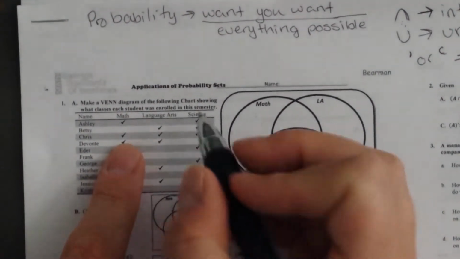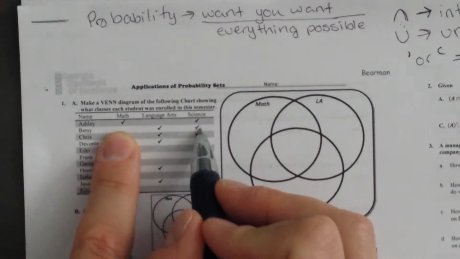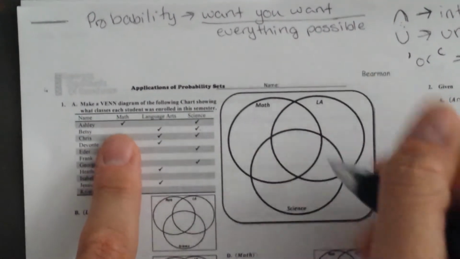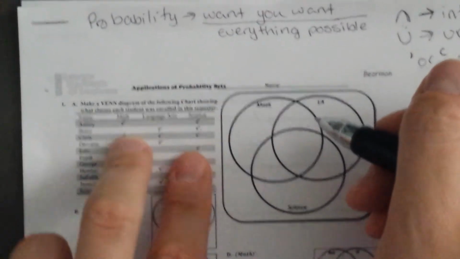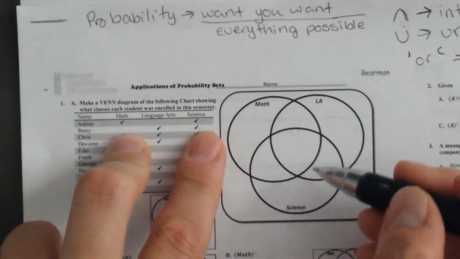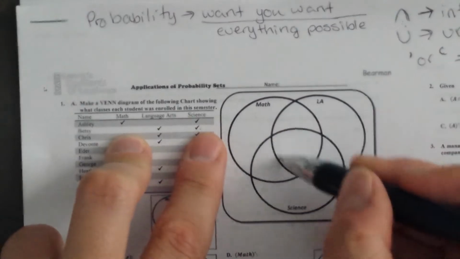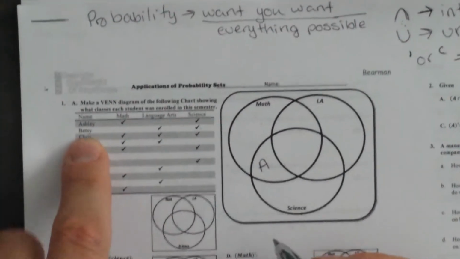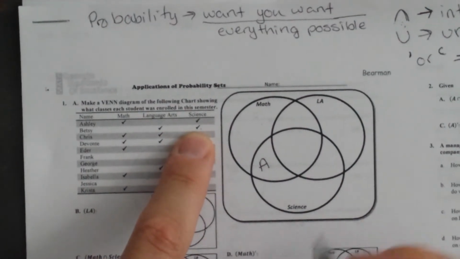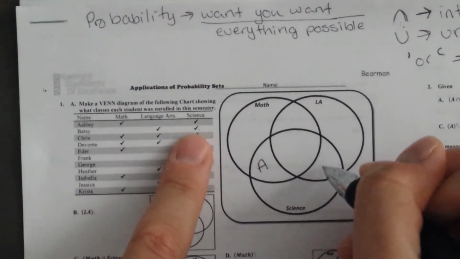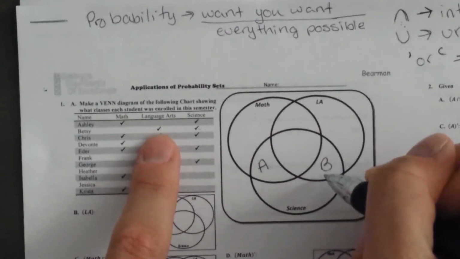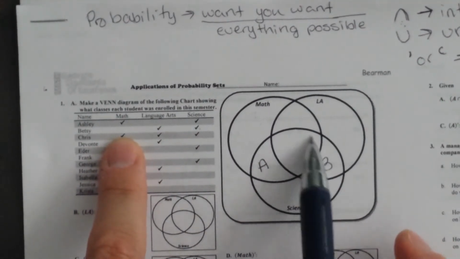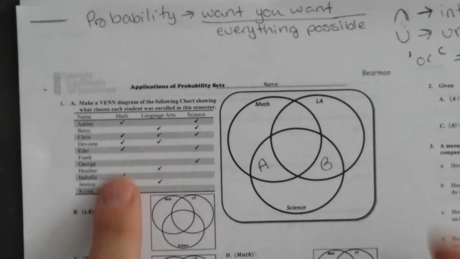Let's go ahead and fill in our names here. We've got Ashley. She likes math and science, and hopefully she likes language arts as well in real life. But we're going to put Ashley in the intersection of math and science. She doesn't like language arts, so I'm going to leave her off of this circle. Betsy likes language arts and science, so we're going to put her in the language arts and science overlapping area. But again, she doesn't take math. So we're going to leave this part blank because this part is in the math circle.